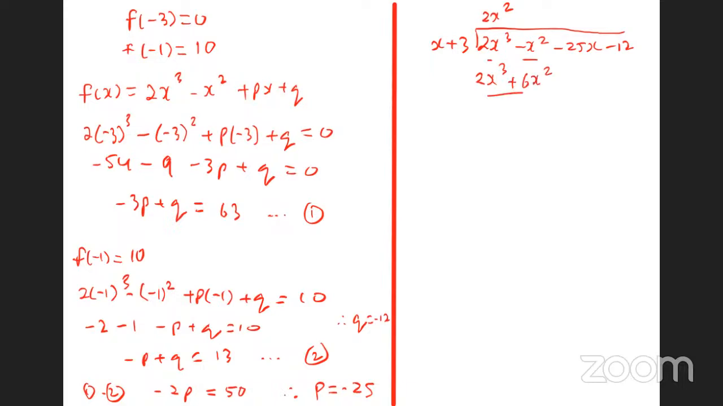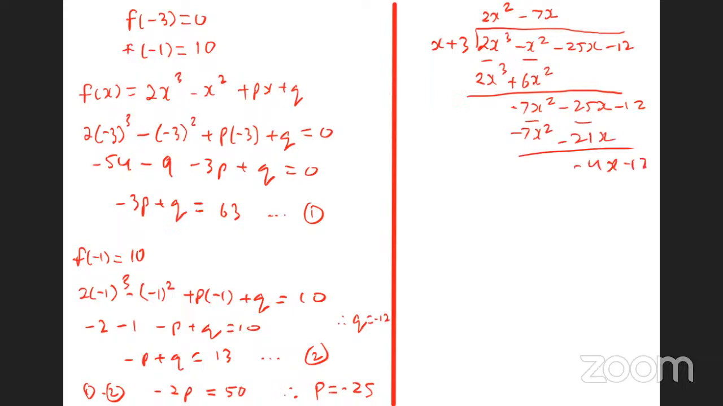Subtract. So this will be minus 7x squared minus 25x minus 12. X into minus 7x squared is minus 7x. Minus 7x squared minus 21x. Subtract. I got minus 4x minus 12. X into minus 4x is minus 4. Minus 4x minus 12. And you'll get 0.